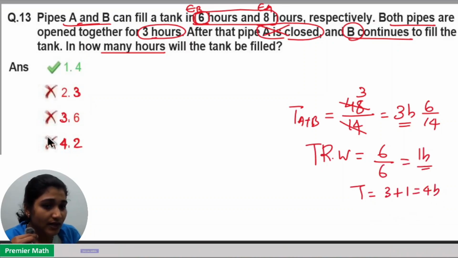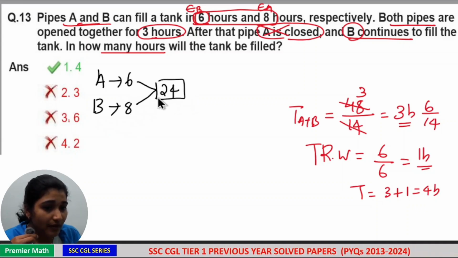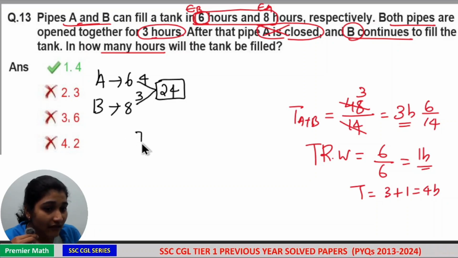You can also use LCM method. That is, A finished the work in 6 hours, B finished it in 8 hours. Both are doing the same work. Take the LCM, which is 24. Total capacity of tank is 24 unit. 6 goes 4 times in 24, 8 goes 3 times in 24. A's efficiency 4 unit, B's efficiency 3 unit.